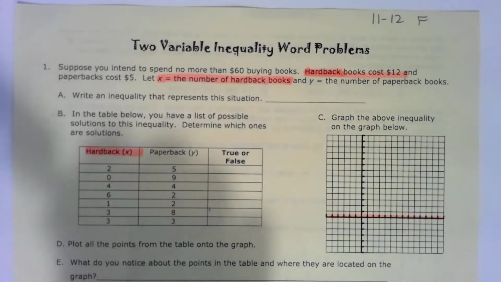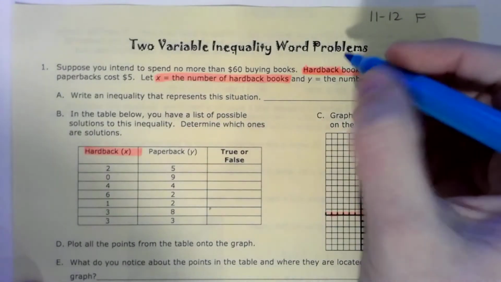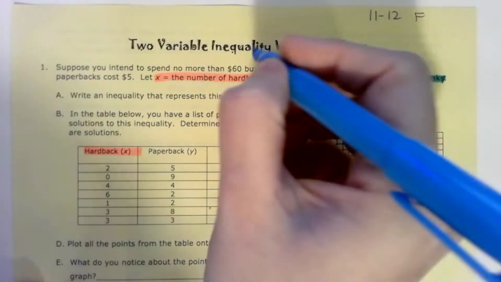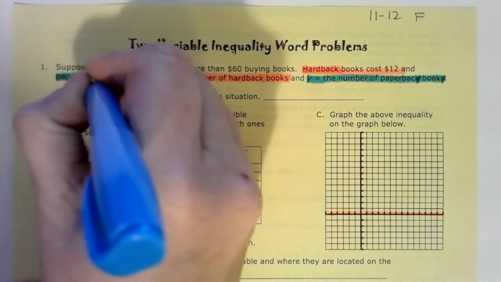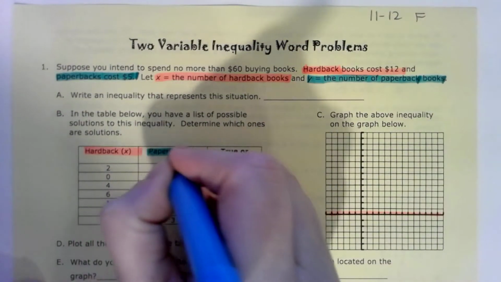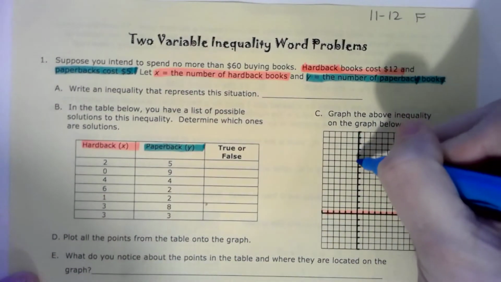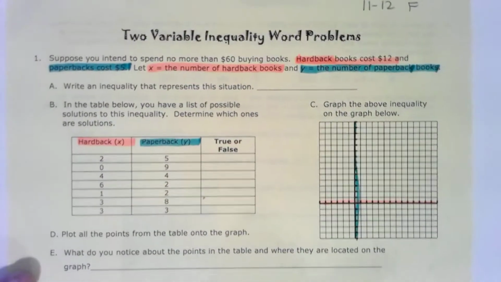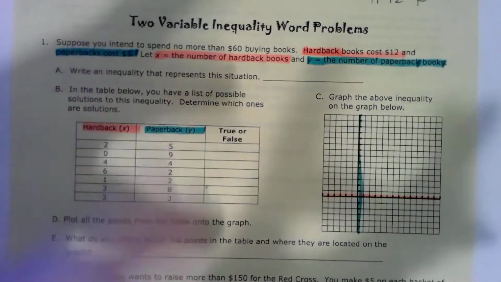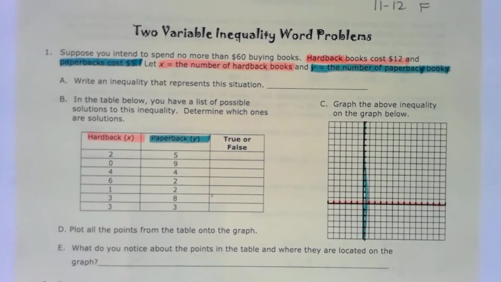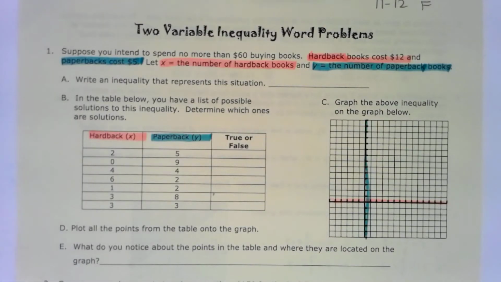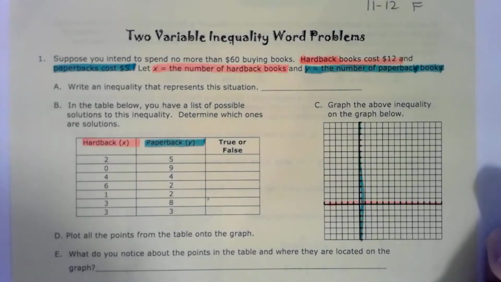Now with my other highlighter, I'm going to look for the other variable. It says Y is the number of paperback books. So I'm going to highlight everything Y related, so everything paperback, in my blue highlighter. And again, I'm going to lightly highlight the blue axis, except for that one weird spot in the middle. You don't have to use as many highlighters as I do, but use whatever highlighting you need to. Okay, so now it says, write an inequality that represents this situation.